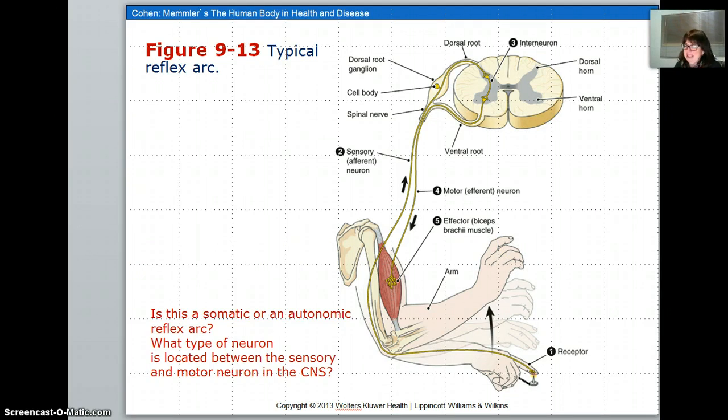It's automatic, and it's seen as a survival mechanism. So there's the reflex arc here, and there's also the knee jerk reflex. Both of them are basically to protect you from harm.